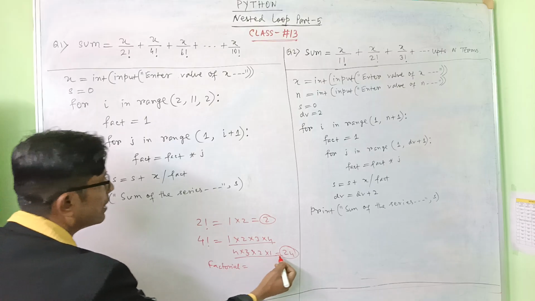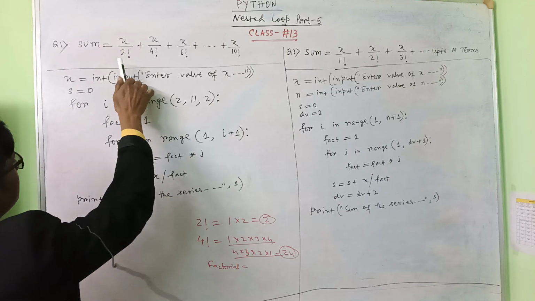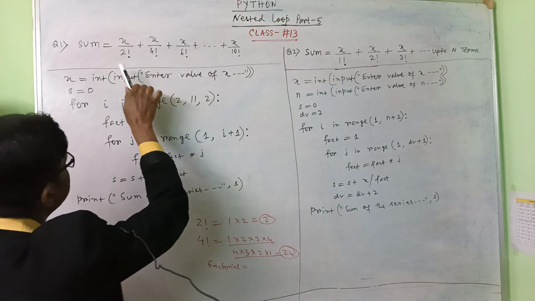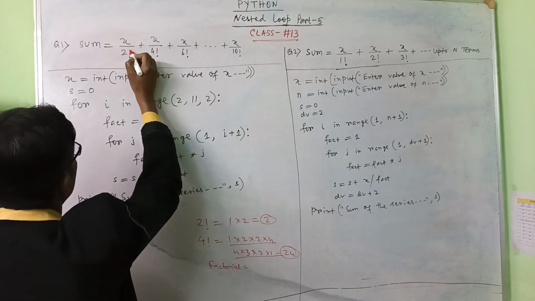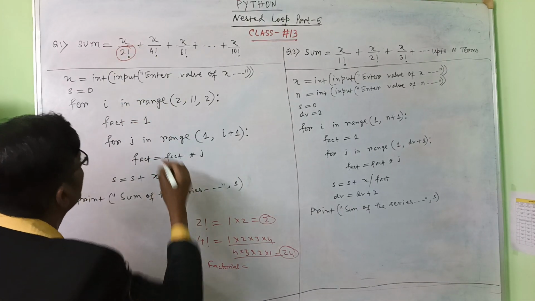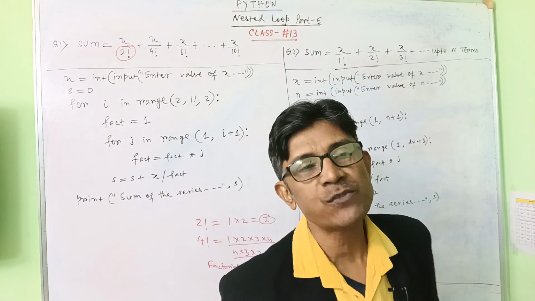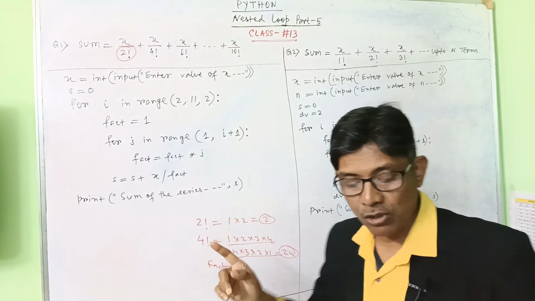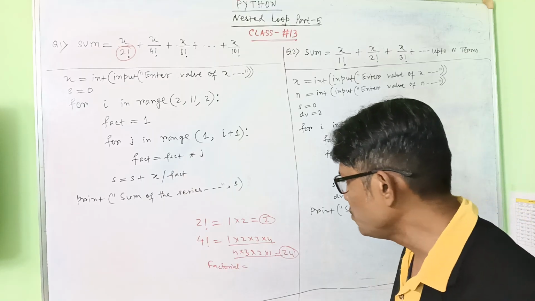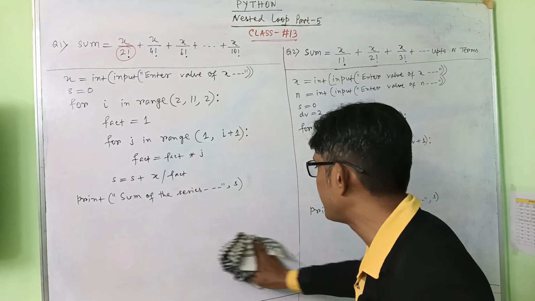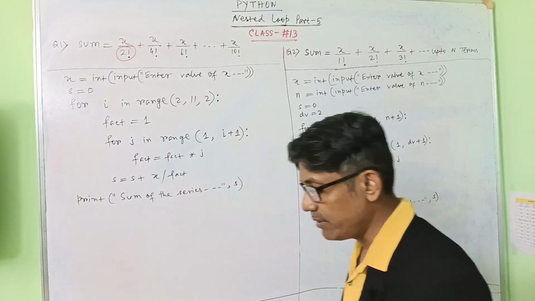So this factorial we can calculate using a loop, but this is a series. We have to calculate the sum of the series along with this factorial. So for the factorial part we need a loop, and for this whole part we need another loop. So there will be 2 loops implementation on this problem. The first one is called outer loop and the second one inner loop.